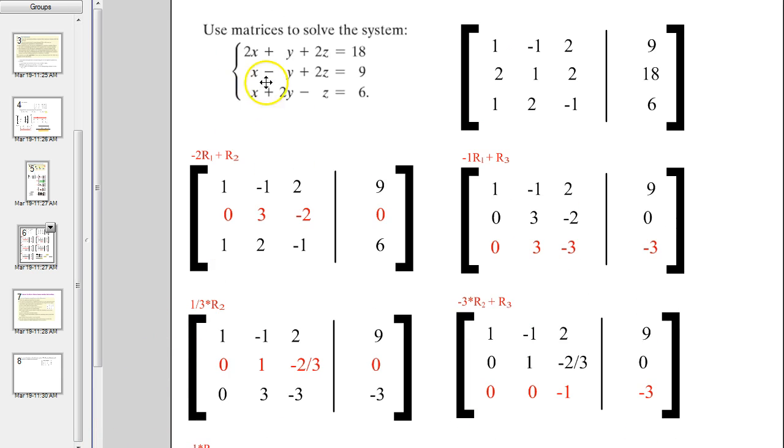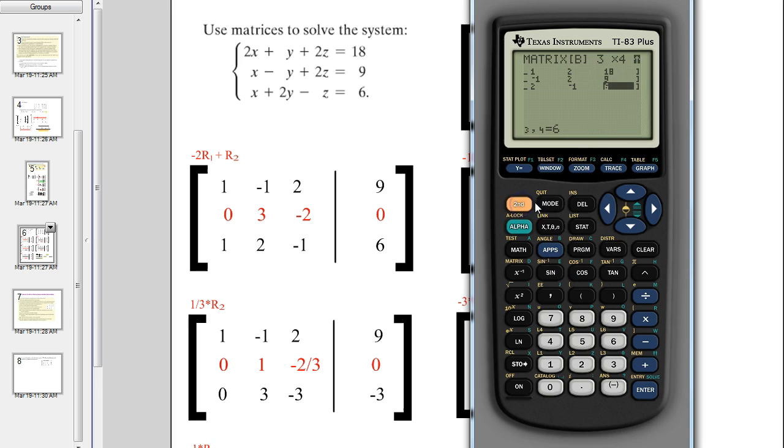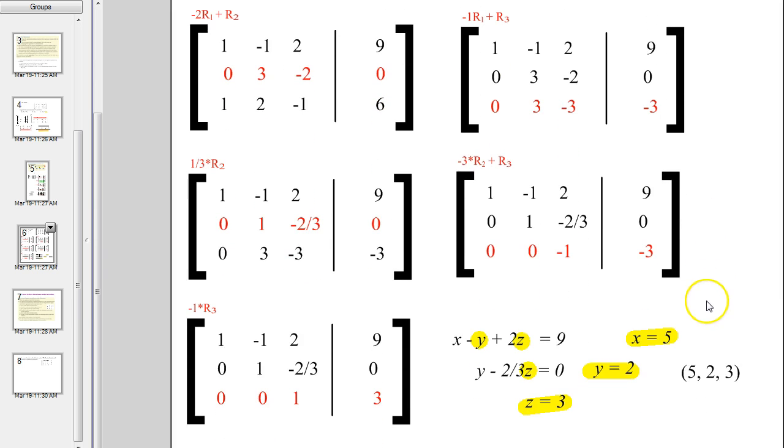All right, and then again I can go back up and check it with the calculator. So I've got it in there. Back out, come back in, RREF to get your solution. And then come back and call matrix. So 5, 2, 3, there's our answer. So it coincides with what we got doing that.